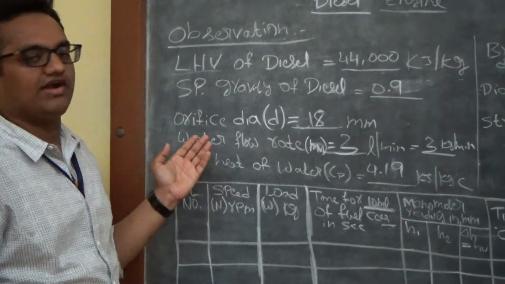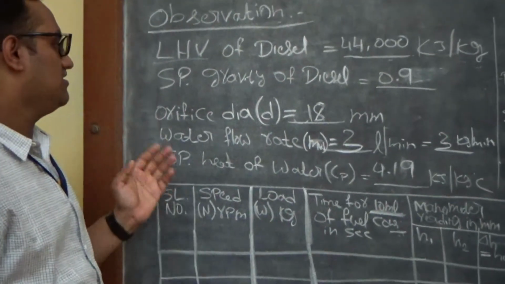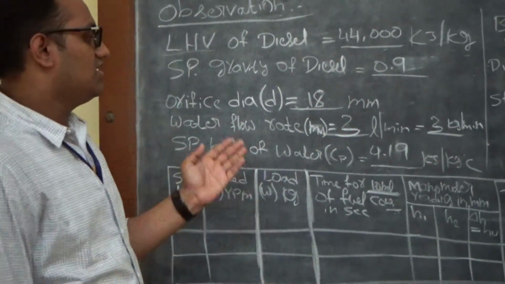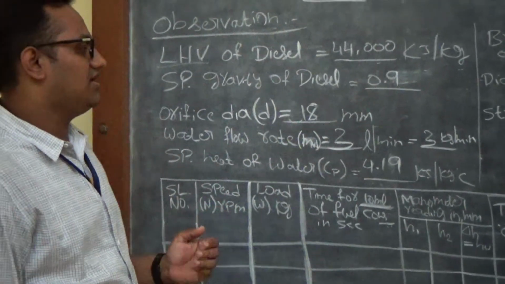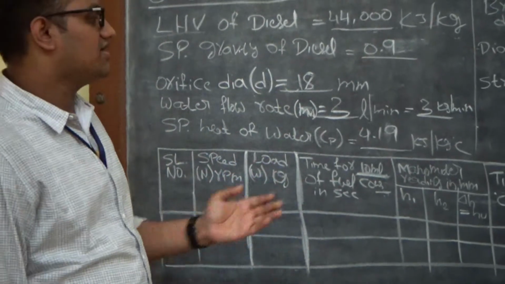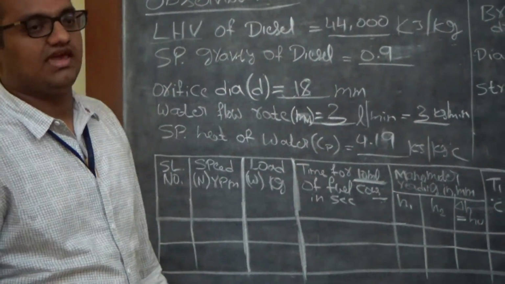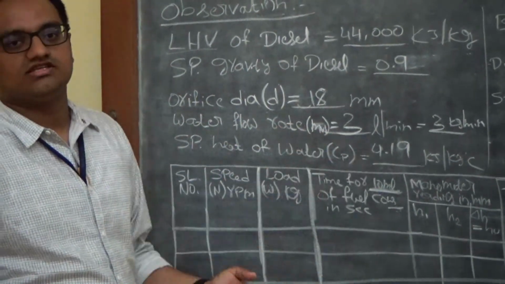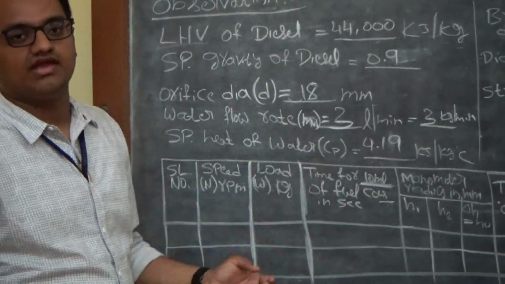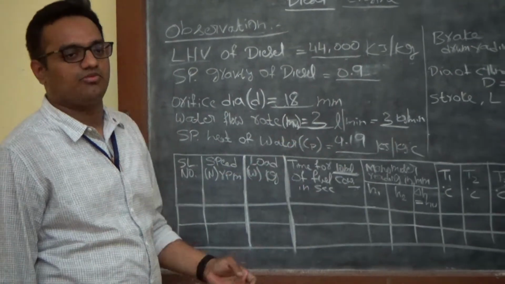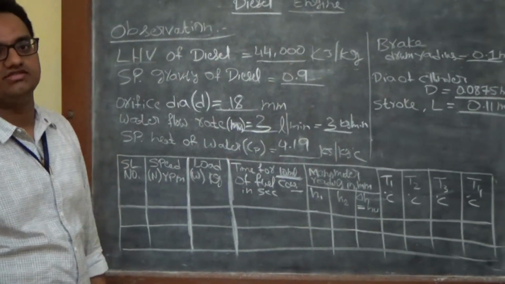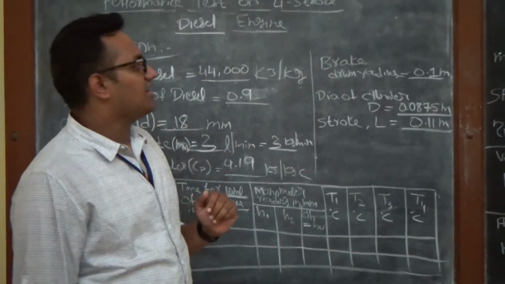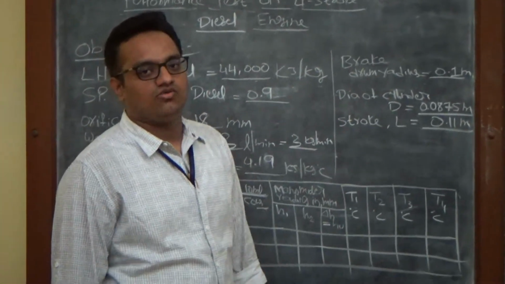The orifice is used to measure the flow rate of the air, and we have a water flow for the cooling system, which we are going to set at 3 liters per minute, equivalent to 3 kg per minute. Specific heat of the water usually is 4.187, and rounded off, it's 4.19 kilojoules per kg degree Celsius. Along with it, we have a brake drum radius of 0.1 meters.